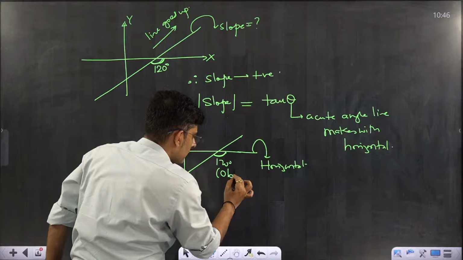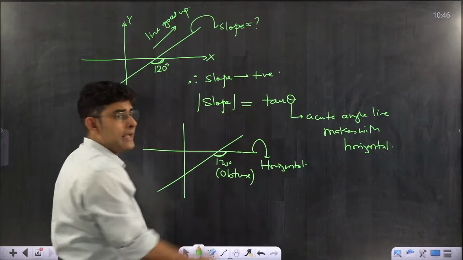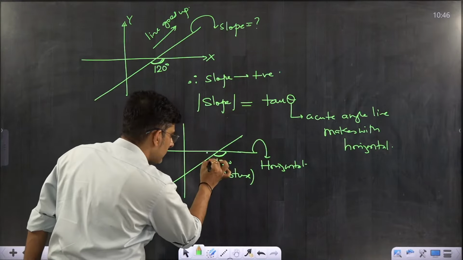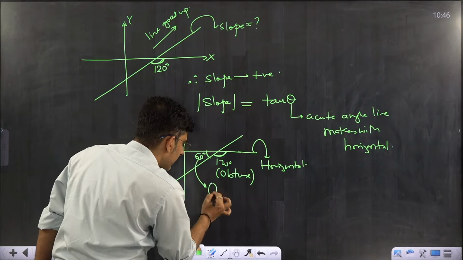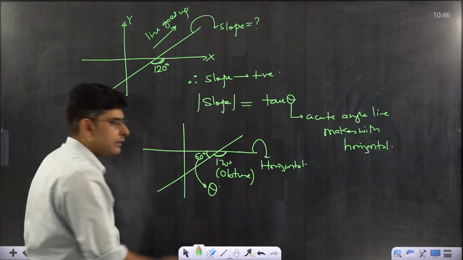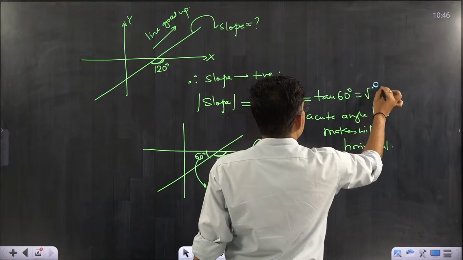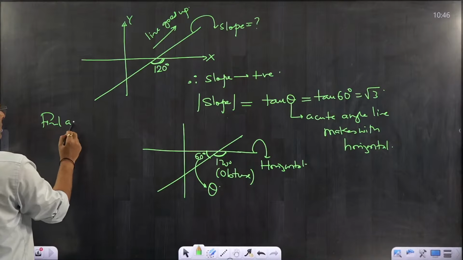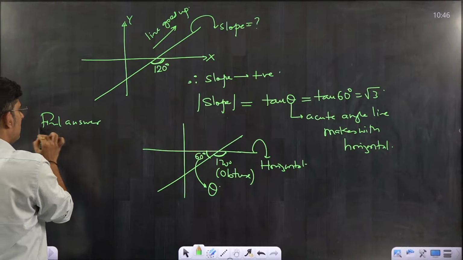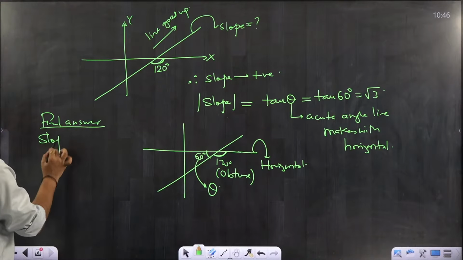They have given me that this angle is 120. This is obtuse. I have to select that theta which is acute. Which one will that be? This one. So 60 degree I will take as theta. So we will say magnitude of slope is tan 60, which is √3. So what is my final answer? Final answer, I will say slope is equal to plus √3. Understood?